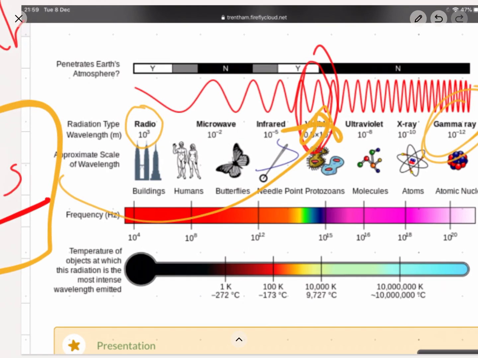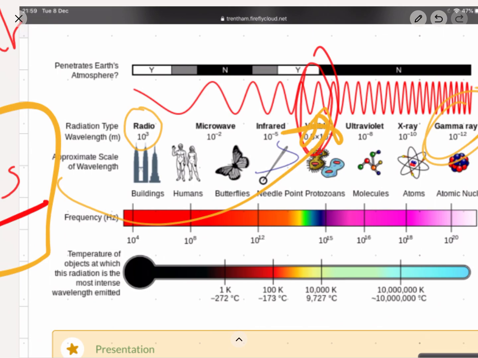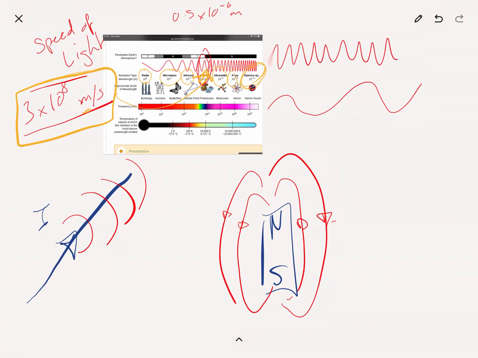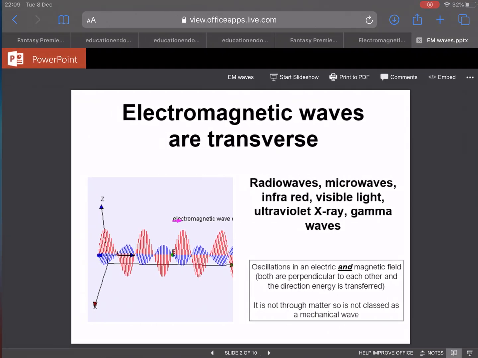What I need you to do is to learn about each of these sections, from radio, microwave, infrared, visible, which I've covered up there, ultraviolet, X-ray and gamma rays. You need to know all about them. You need to know roughly their frequencies, roughly their wavelengths, but more importantly, what their uses are.